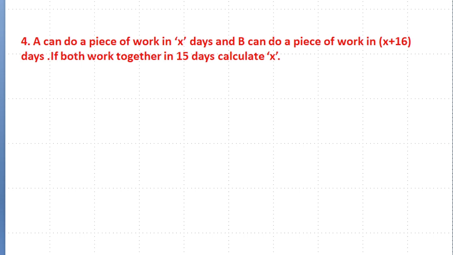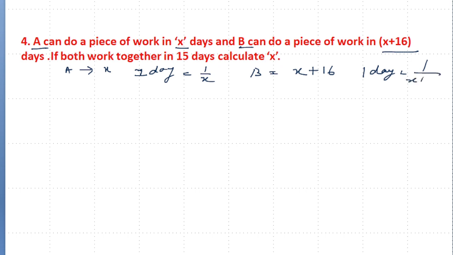very simple. A can do a piece of work in x days, and in one day it will do 1 by x part. Like that, B can do a piece of work in x plus 16 days, means B can complete one work in x plus 16 days. In one day it will do 1 by x plus 16.